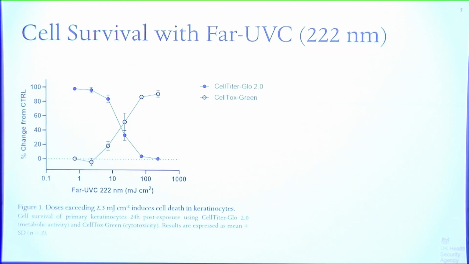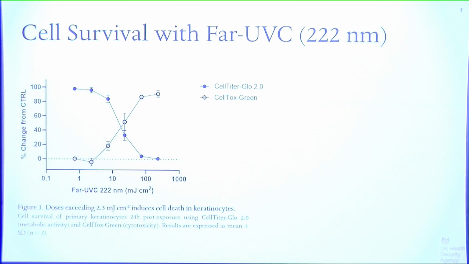So we did a cell survival dose response in our primary keratinocytes with far-UVC at doses from 0.73 to 230 millijoules per centimeter squared. So your CellTiter-Glo measures metabolic activity by binding to ATP, which is an energy molecule. So a decrease from 100% correlates with a decrease in metabolic activity. And then we multiplex this assay with CellTox Green, which measures cytotoxicity by binding to DNA of cells with a disrupted membrane. So these are your dead cells.